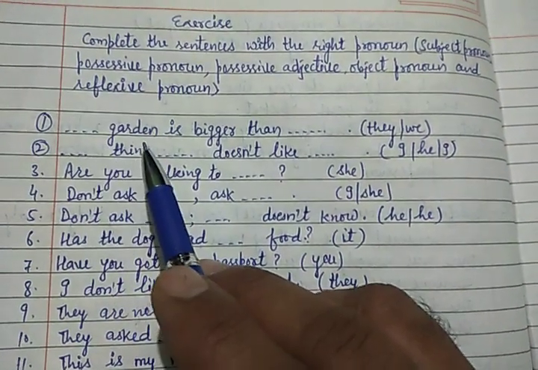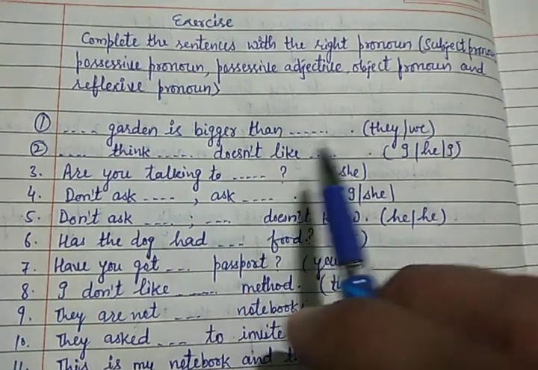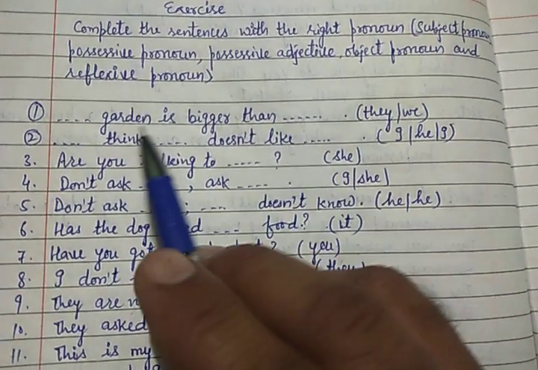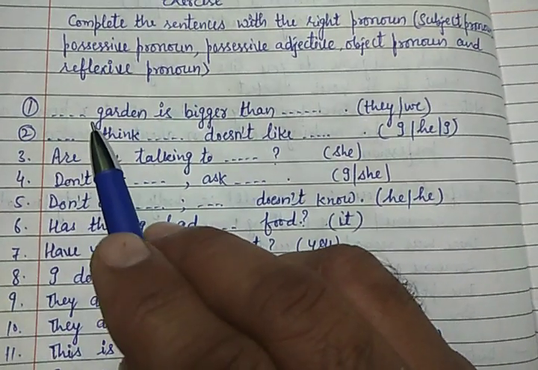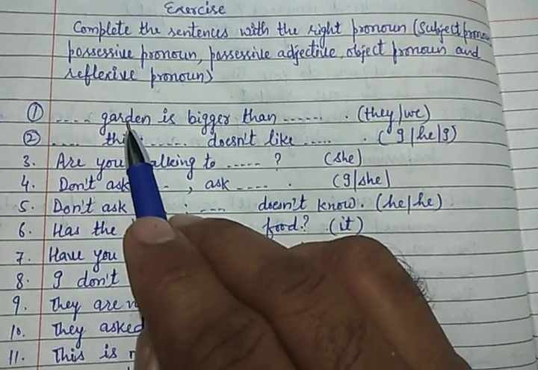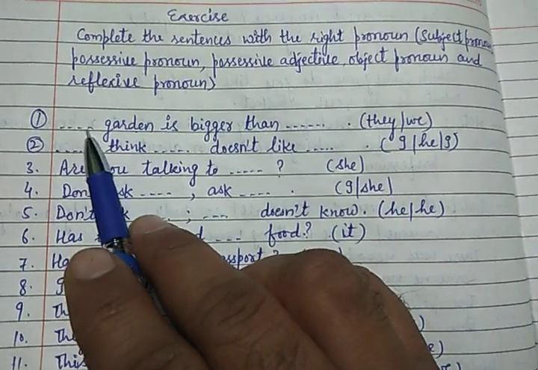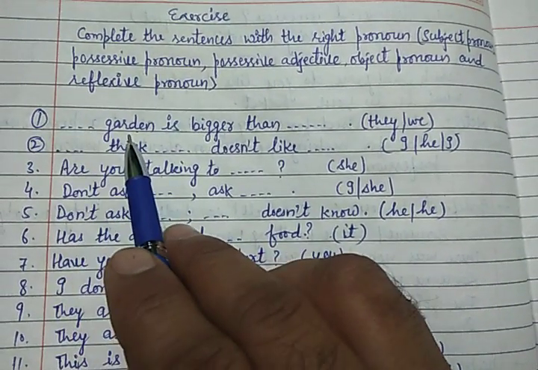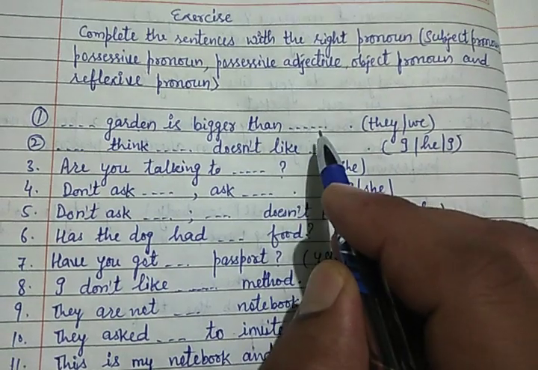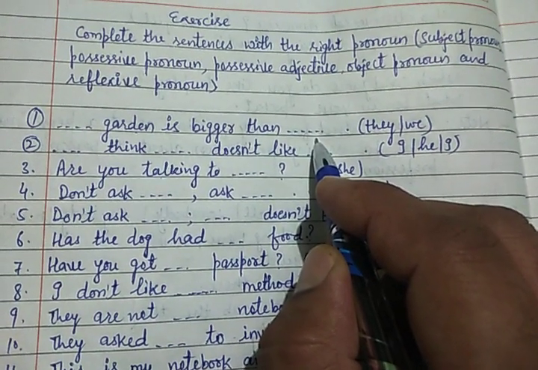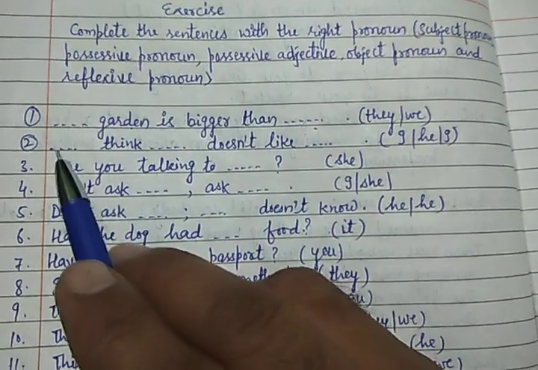Here, "garden is bigger than blank." They and we have been given in the bracket, so we can use "their garden" because it is a noun, so it needs a possessive adjective before it. So, their garden is bigger than ours. Here we will use ours, and it will be a possessive pronoun.